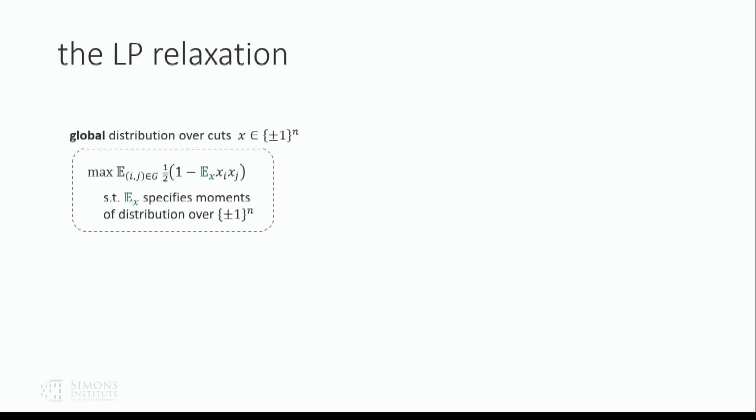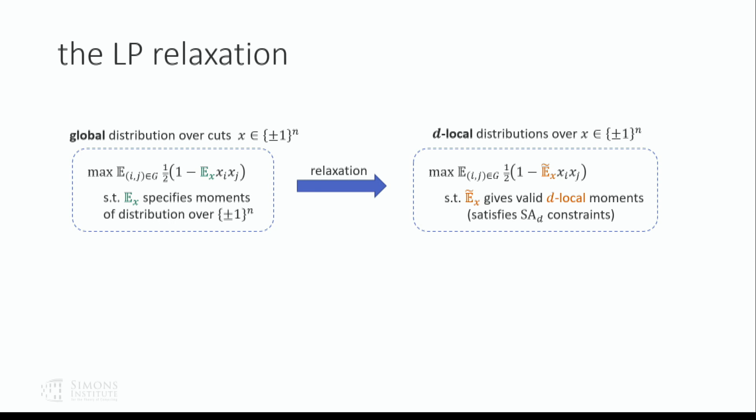In the integer program, I wanted a global distribution over cuts of the hypercube that maximizes the expected fraction of cut edges. So here I would be optimizing over an expectation operator that specifies the moments of this distribution. In my relaxation, I'm just going to require that the distribution be d-local, so I solve for these pseudo-expectation values for the d-local distribution.